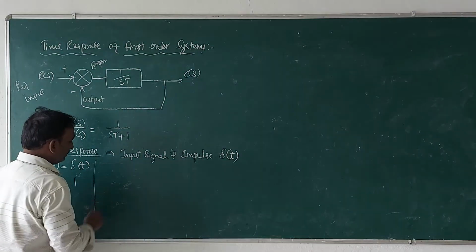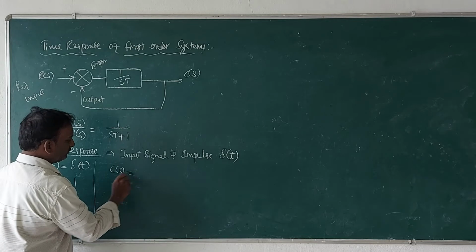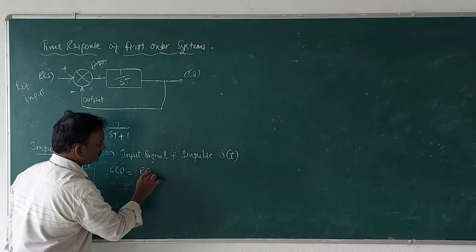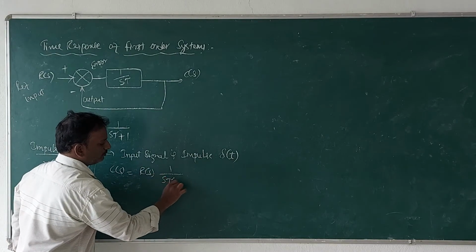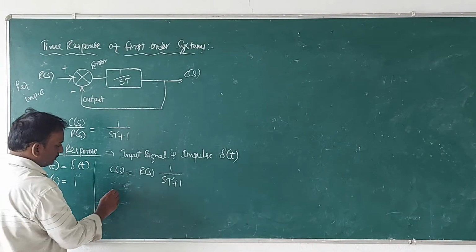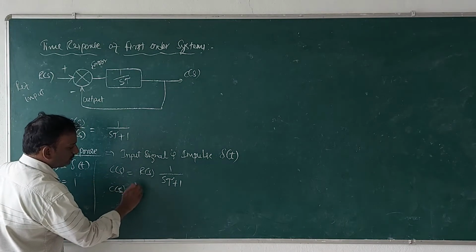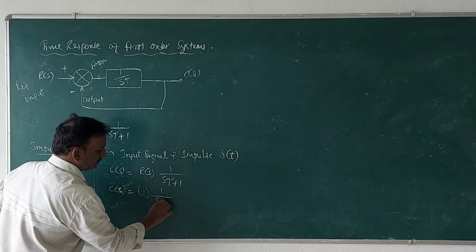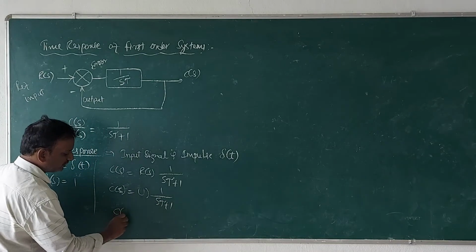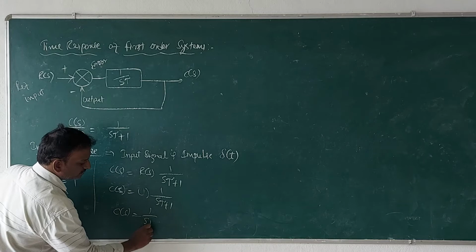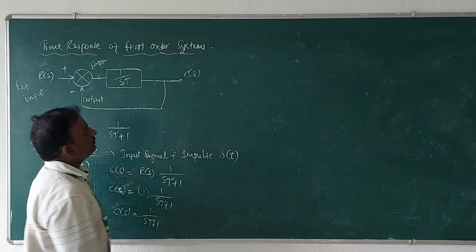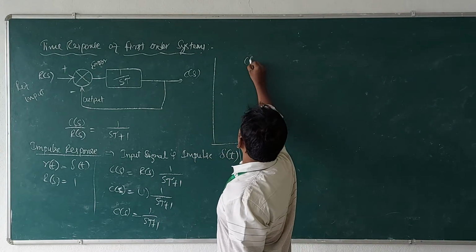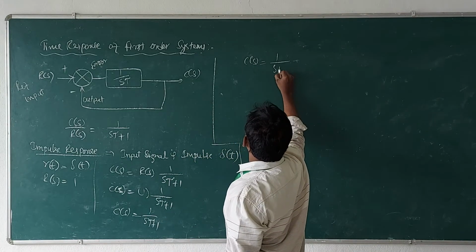So what is the C of s value now? C of s by R of s is 1 by s tau plus 1. Now C of s is equal to putting this R of s here, 1 into 1 by s tau plus 1. So what is the C of s value now? C of s value is 1 by s tau plus 1. Okay.